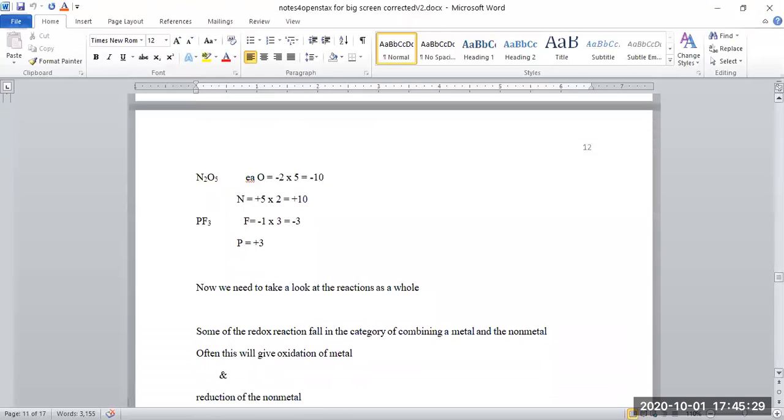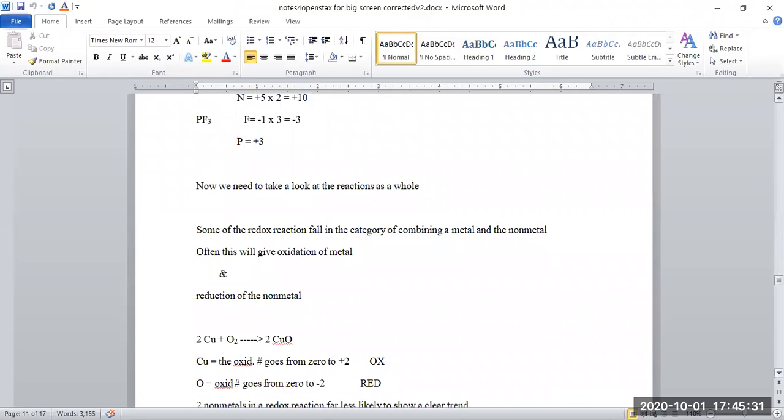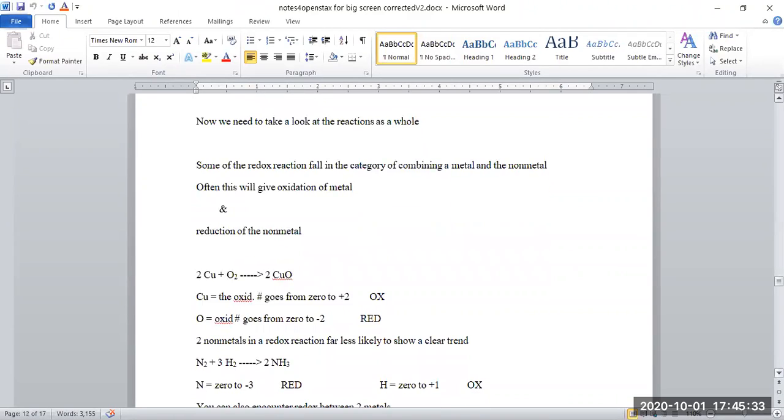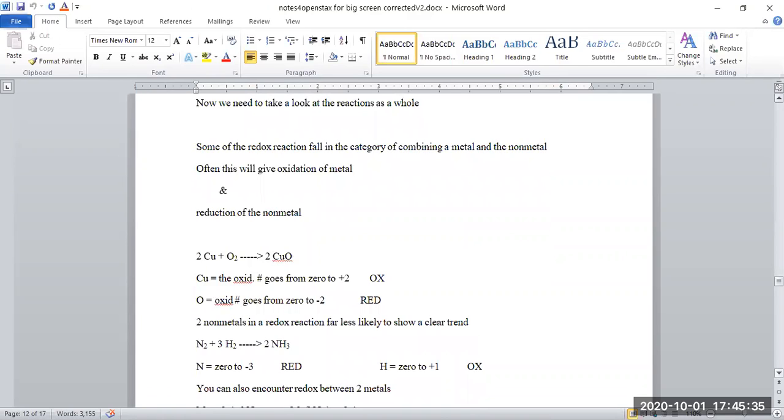So now we begin to look at reactions. Okay, and I'm gonna do a couple of these on the board, so I'm gonna unplug my laptop and see if I can carry this over here and have it work.